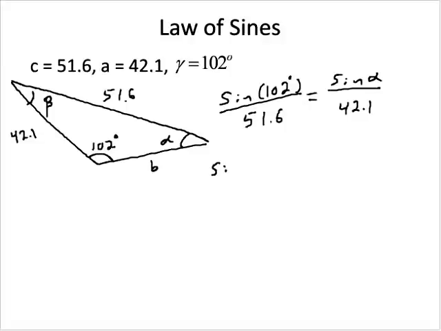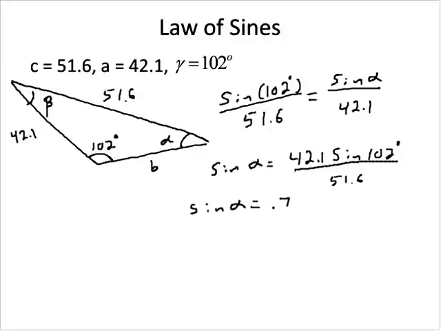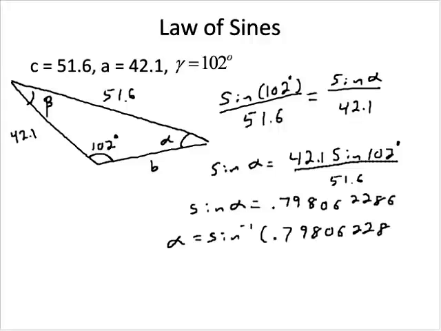So I'm going to say that the sine of alpha is equal to 42.1 times the sine of 102 degrees divided by 51.6. Now I'll just pop that into my calculator. So sine of alpha turns out to be 0.798062286, I think is what I've got. So alpha is equal to the sine inverse of that same number, 0.798062286. And that gets me a nice answer.